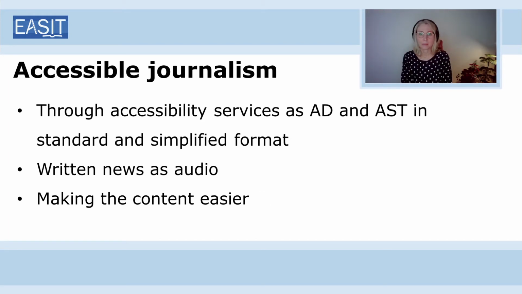Accessible journalism. Making audiovisual news easier to understand can be done by means of accessibility services such as audio description and audio subtitles in both standard and simplified formats. But these are not always enough. Sometimes the content itself needs to be made easier to understand. That goes for both verbal and visual content.